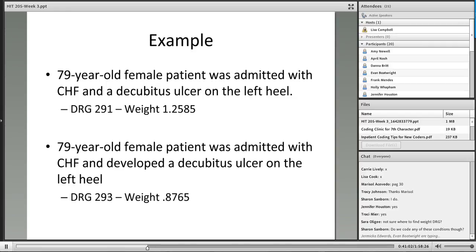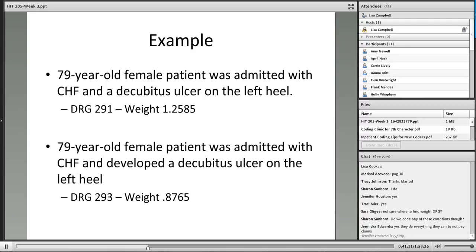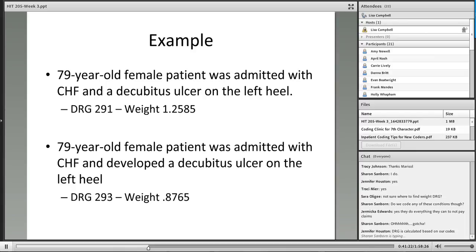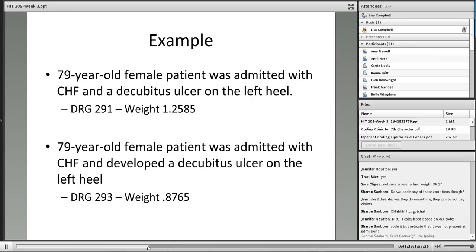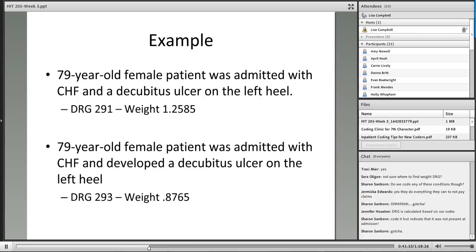All right. So while we may code the conditions, we put a POA indicator of no, but we know that we're not going to get paid. So we still code it, but we're going to put that POA indicator onto the claim because it's a condition that the patient has. It just happens to be something that wasn't present on admission.